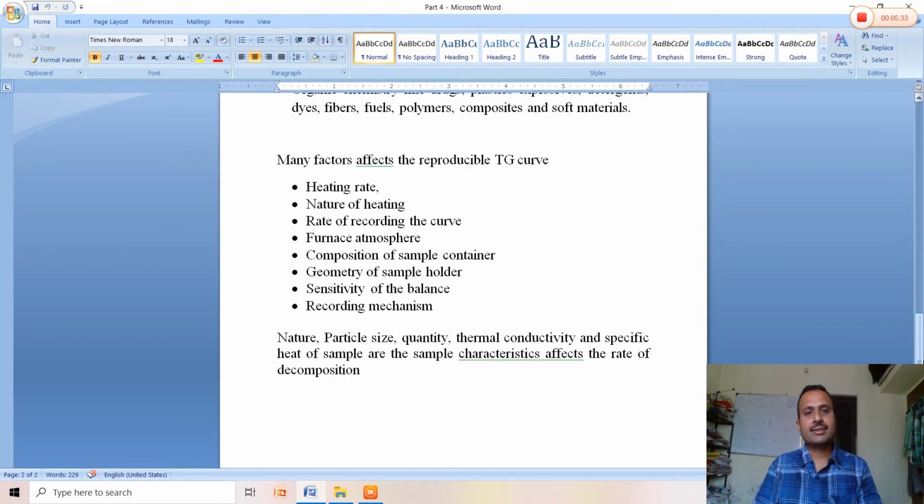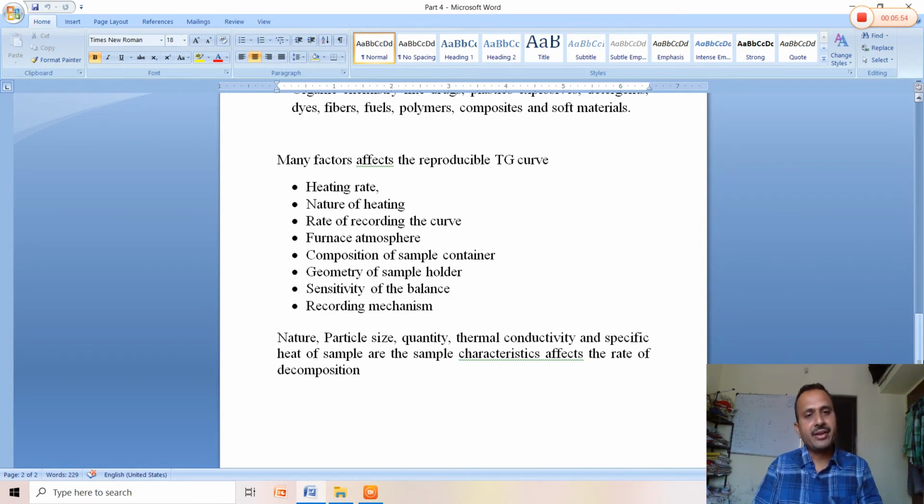Now, many factors affect the reproducible TG curve. In the thermogram, we get the TG curve. The TG curve is also regarded as a thermogram, no doubt. But what are the factors affecting the thermogram, or the thermogravimetric curve? In the thermogram we get curves, and these curves are called thermogravimetric curves.